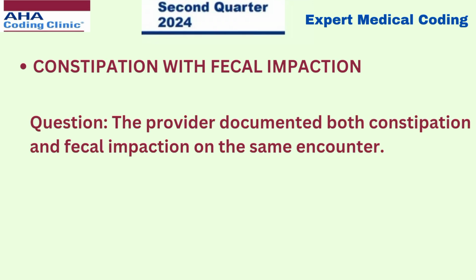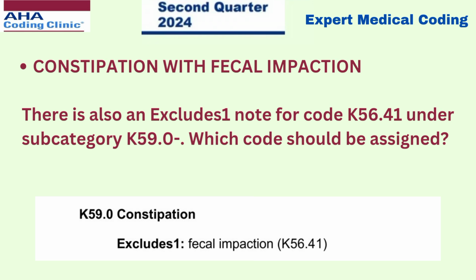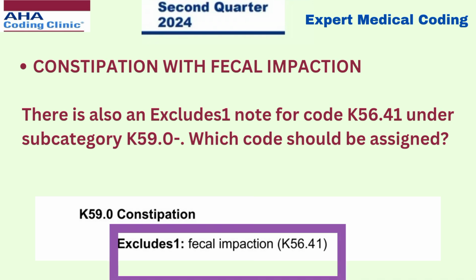And the question here is, the provider documented both constipation and fecal impaction on the same encounter. There is an excludes one note for subcategory K59.0 constipation under code K56.41 fecal impaction. So as you can see, under code K56.41, there is an excludes one note constipation. There is also an excludes one note for code K56.41 under subcategory K59.0. So as you can see, under code K59.0, there is an excludes one note for fecal impaction.